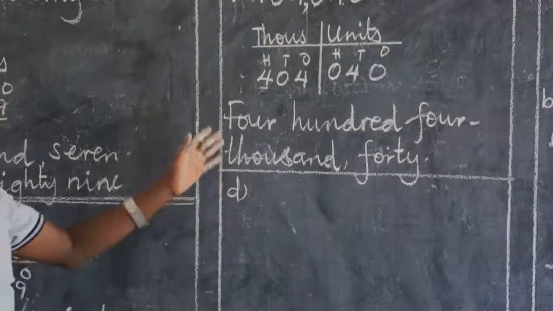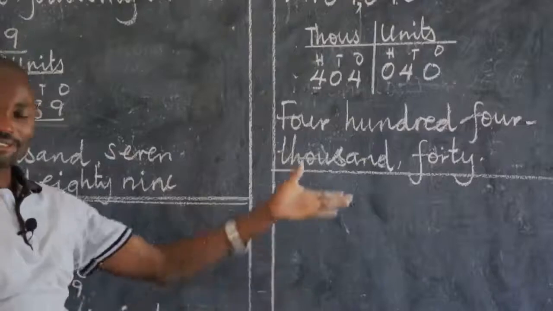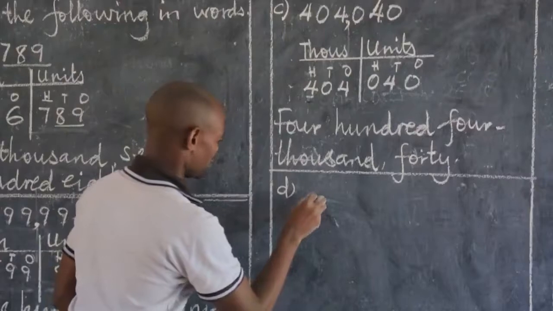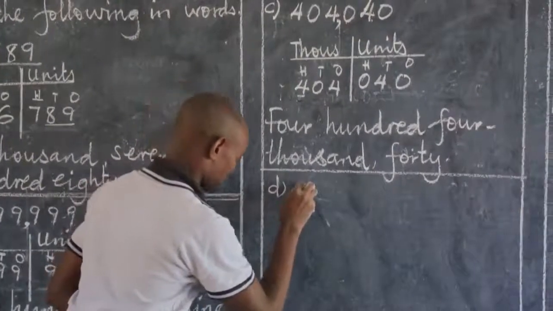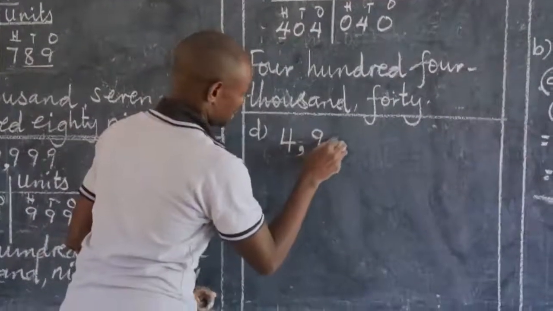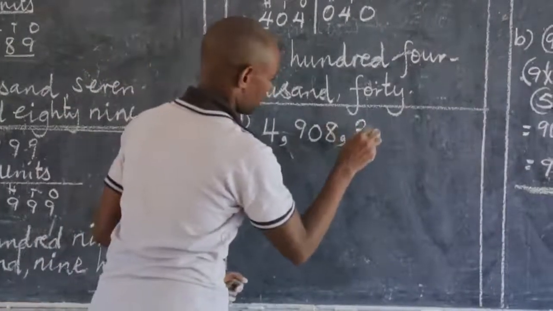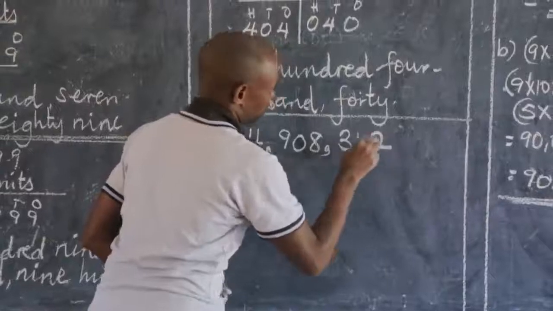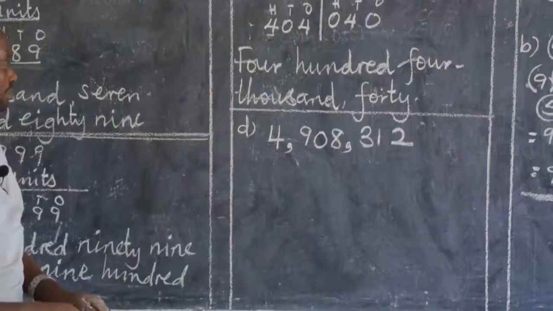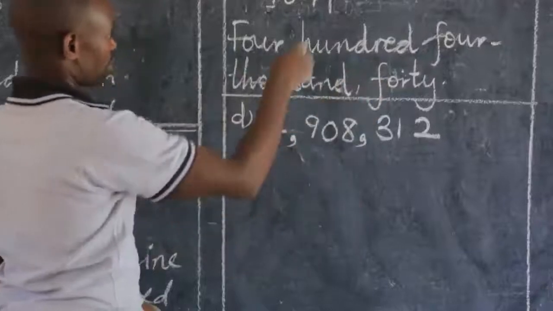Is it a must that we must have units and thousands only? No. We may have a number bigger than this. So can we have this number here? We have 4, 9, 0, 8, 3, 1, 2. Hey, this number looks big, but it is very simple when it comes to writing it in words. So where we have a comma, it's where we shall draw these lines.